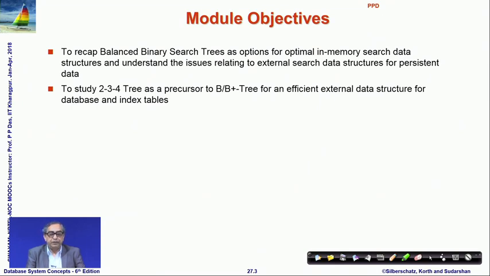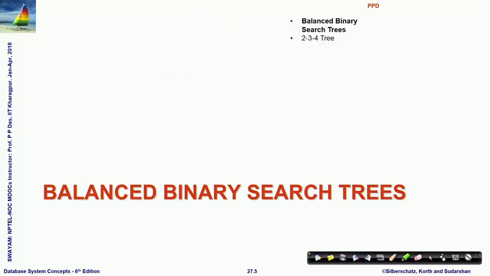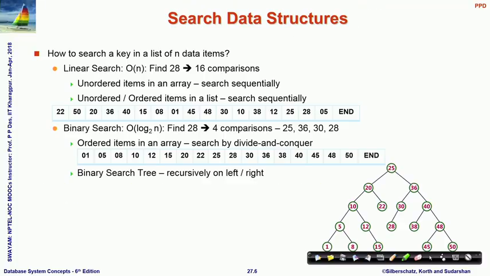And from that, we will try to understand the issues relating to external search data structures for persistent data. And very specifically, we will study the 2-3-4 tree as a precursor to the B plus tree, which is a very efficient external data structure for databases and index tables. So, these are the two topics to cover. So, first let me quickly take you around with search data structure.